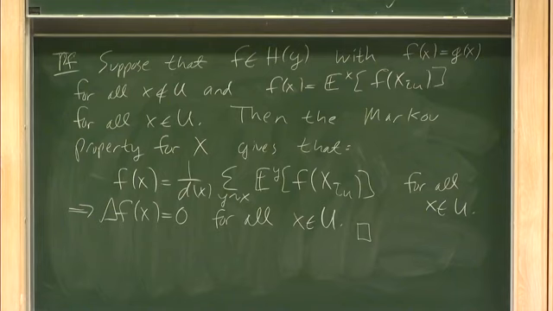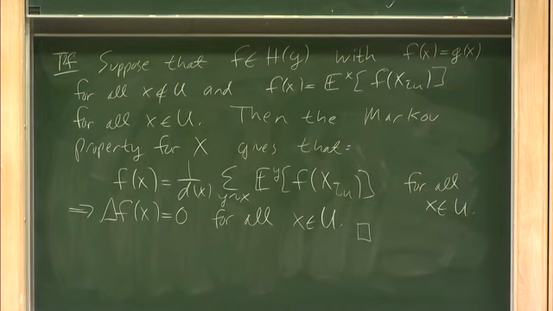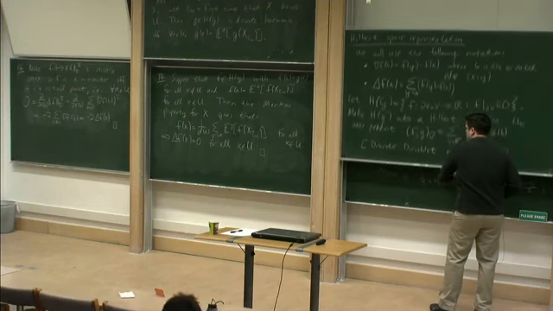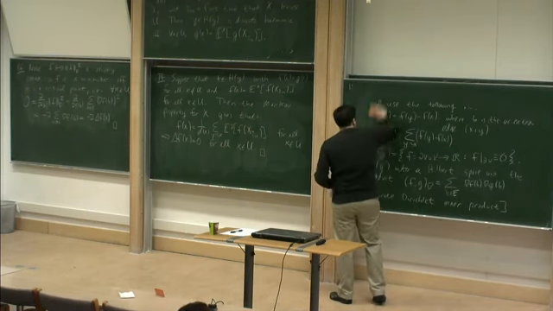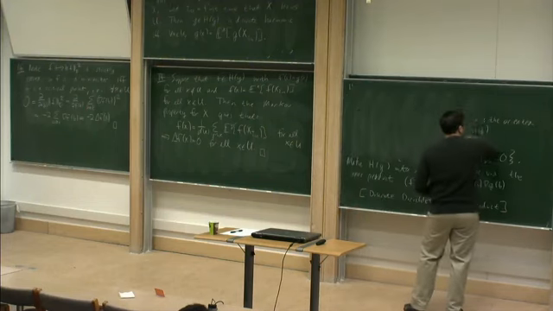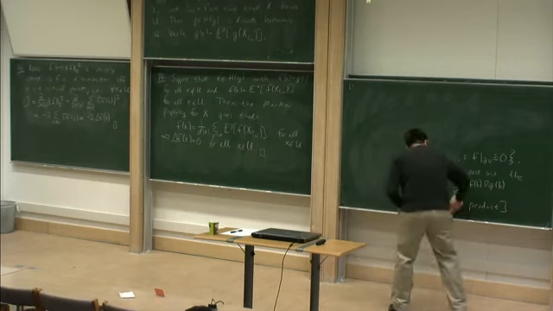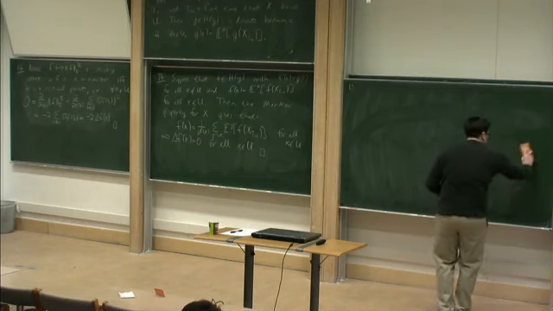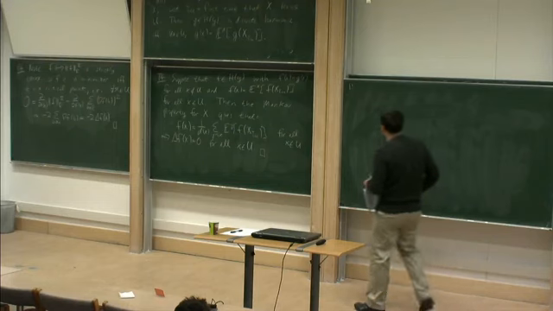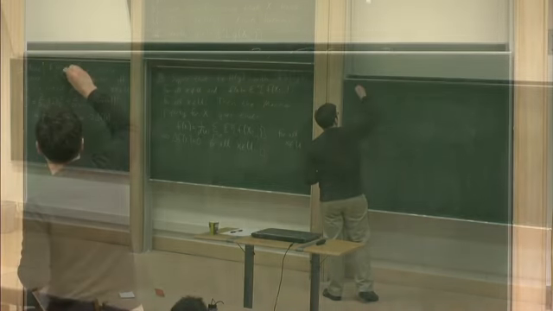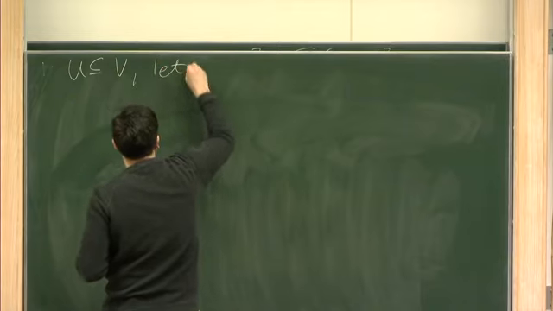Now what we're going to do is use these things to get the Markov property for the discrete Gaussian free field. Okay, and before we do that, we need just a little bit more preparation. So what I'm going to do is define, for U a subset of vertices, 2 more spaces.